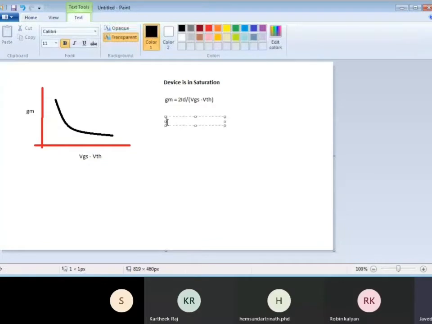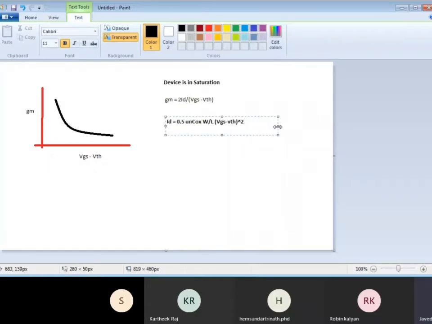What is the current equation that is being used to govern here? The current equation is ID is equal to half UnCox, then W by L, VGS minus VTH, whole square. So this is the equation that we are trying to govern.